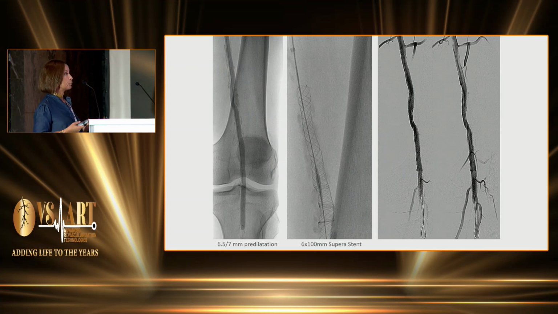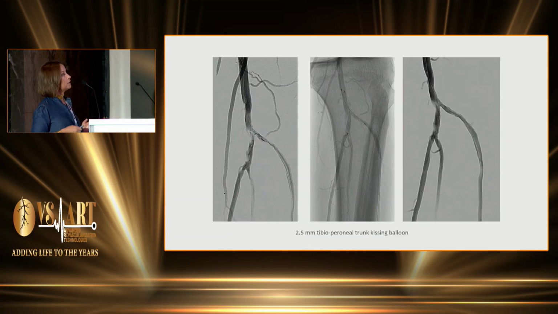In that case, a Supera stent, according to the location. We performed a predilation with a 6.5 to 7 millimeter balloon, and we implanted a 6 millimeter Supera. With all this work above it, that was the only way to deploy the stent in a proper way. I will show you in a second. We also performed kissing balloon of the anterior tibial artery and the tibioperoneal trunk with a good result, 2.5 millimeter.